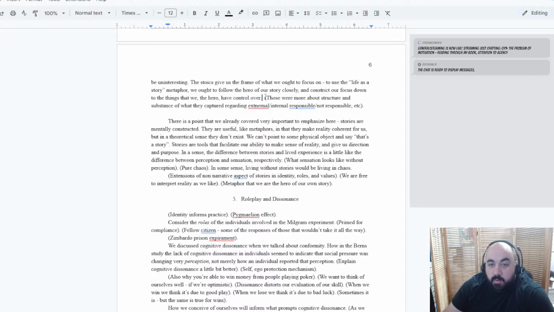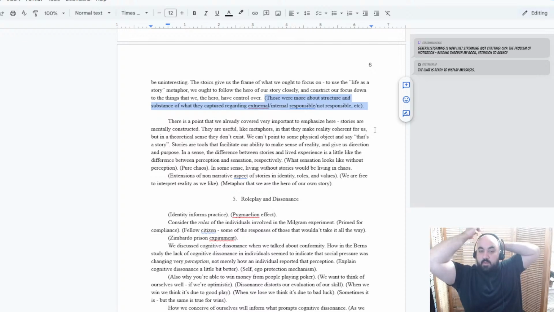Those were more about structure and substance of what they captured regarding external, internal, responsible, not responsible, etc. Well, I'm not sure what I even mean here, or what I meant to expand.